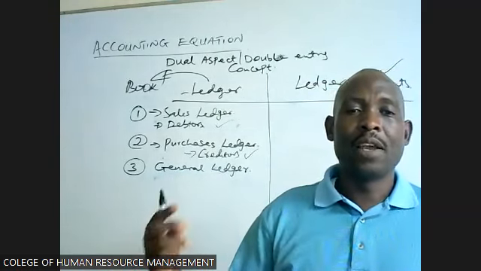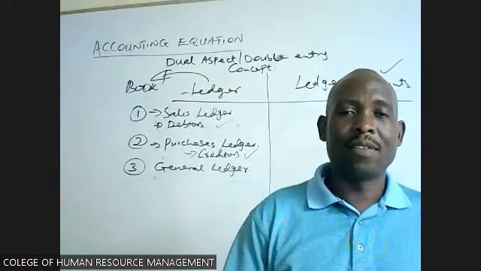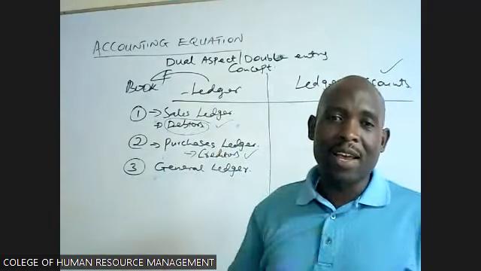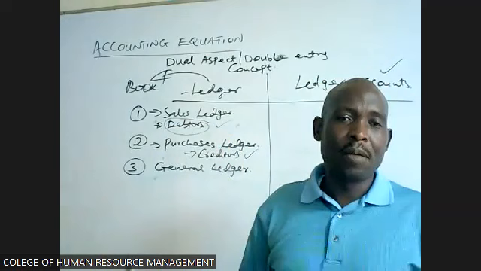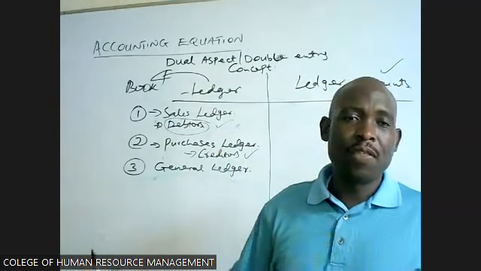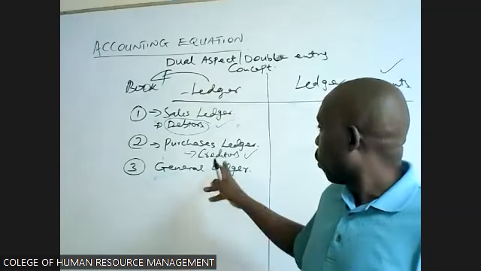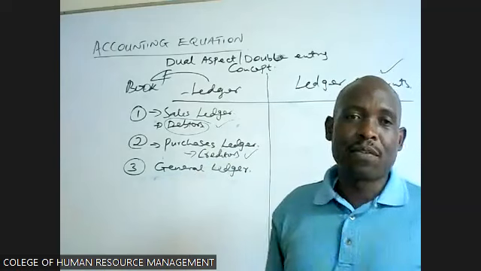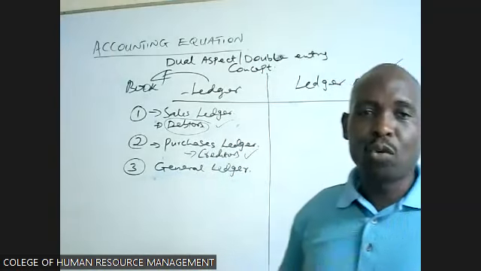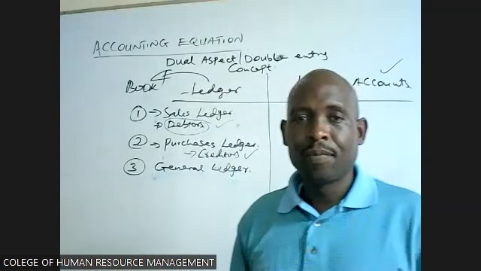capital account, expenses account. You have the assets apart from the debtor. Remember, debtor is a current asset. All the other assets apart from debtors, be it furniture account, motor vehicle account, cash account, are going to be found in the general ledger. All the other liabilities apart from the creditors are also going to be found in the general ledger. So it carries the others, the general ledger.